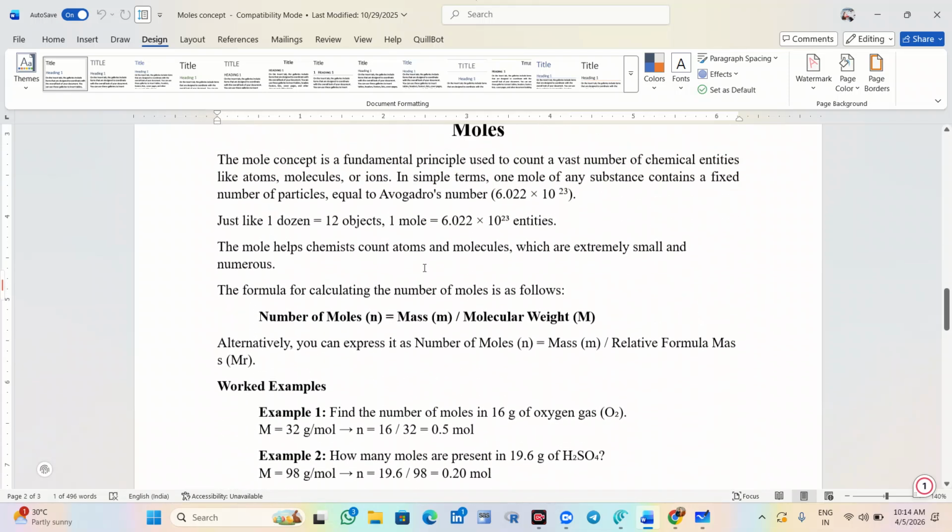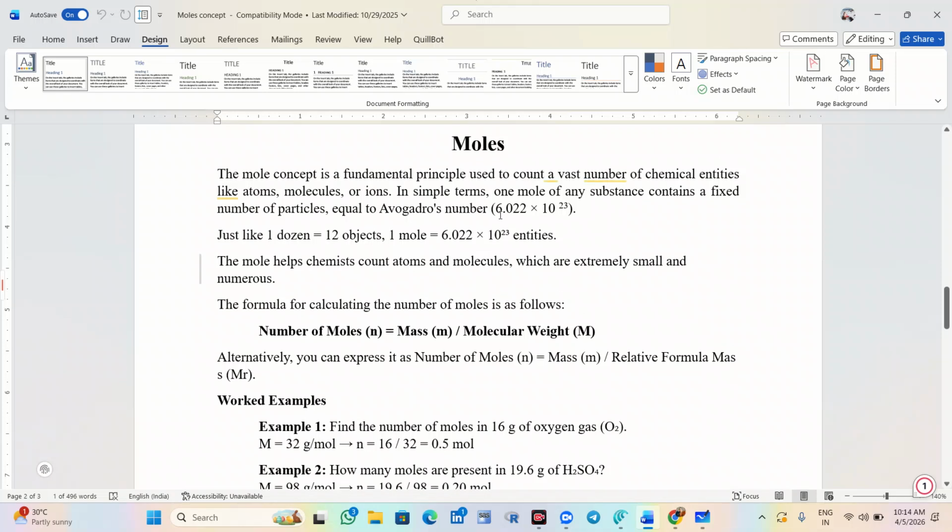Next, the main concept, the mole concept. The mole concept is a fundamental principle used to count a vast number of chemical entities like atoms, molecules, or ions. In simple terms, one mole of any substance contains a fixed number of particles equal to Avogadro's number. Avogadro's number is 6.022 into 10 power 23. The mole concept is used to count the vast number of chemical entities like atoms, molecules, everything.